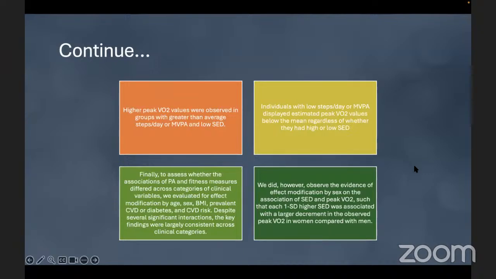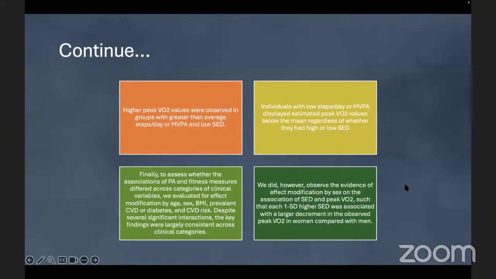Finally, to assess whether the association of physical activity and fitness measures differed across categories of clinical variables, we evaluated for effect modification by age, sex, body mass index, prevalent cardiovascular disease or diabetes, and cardiovascular disease risk. Despite several significant interactions, the key findings were largely consistent across clinical categories.